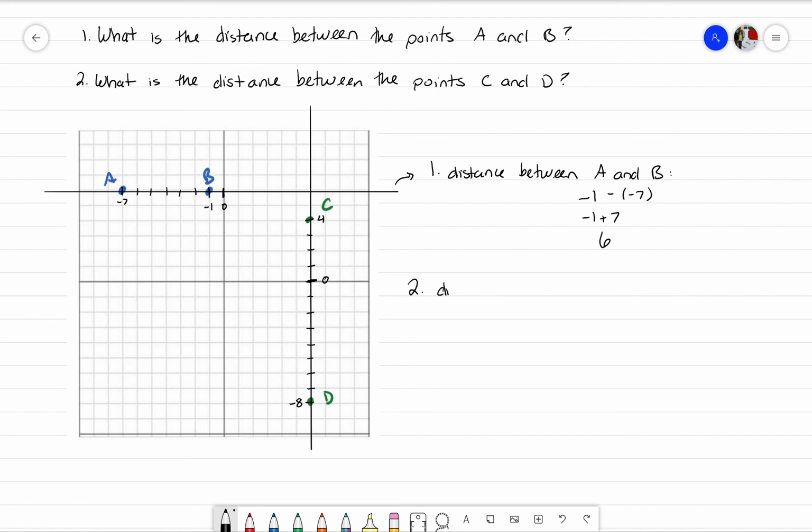So the distance between C and D, again, we're going to subtract. So our bigger number in this case was 4. And we're going to subtract -8, that's our smaller number. Once again, 2 negatives become a positive. So we get 4 plus 8. And so the distance between these is 12. And once again, if you want to check your work, you can always go back and actually count your way through the number line.